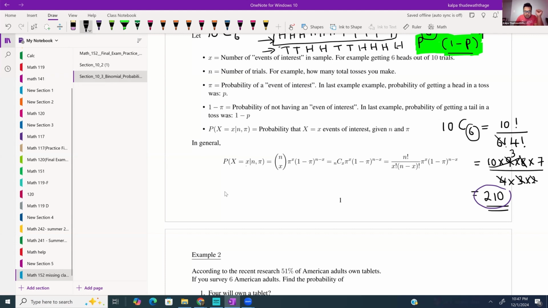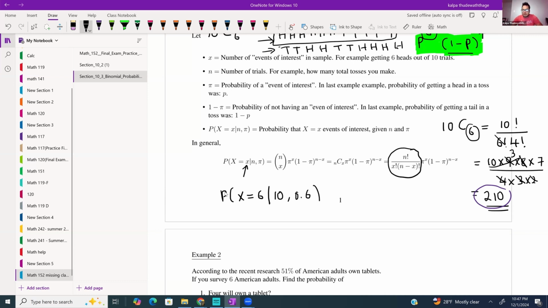So here X means how many heads you are interested in. Like if you toss a coin 10 times, I am interested in getting 6 heads. So it's my 6 heads. N means how many times you toss a coin, 10 times. And what is the probability of getting a head? Here I use P, but if you think, oh, this coin has a 60% chance to get a head, then you can put 0.6. This is really the combination formula.